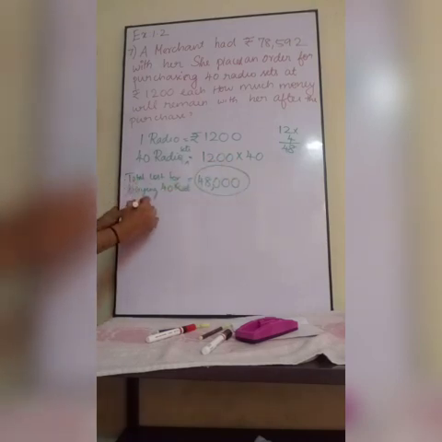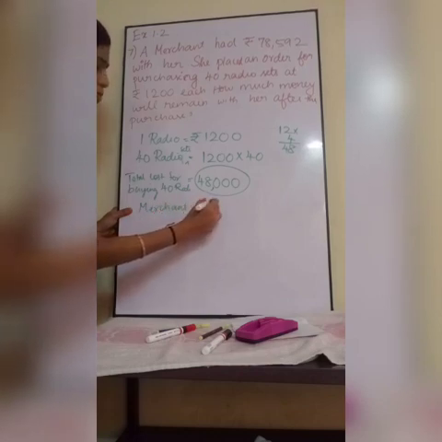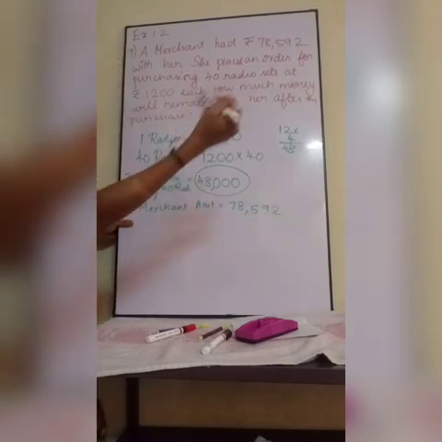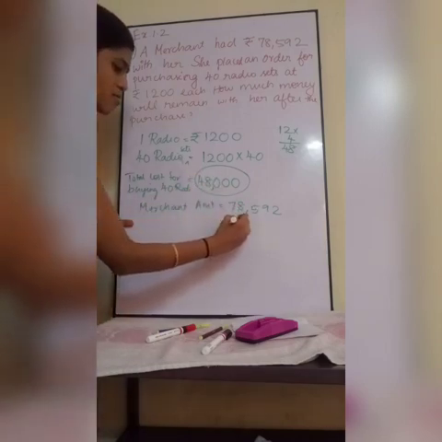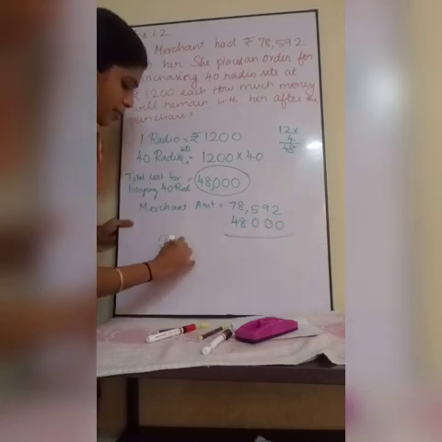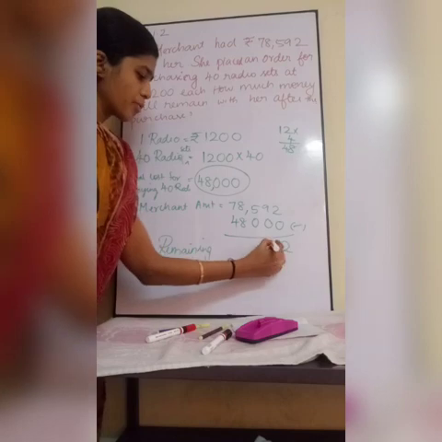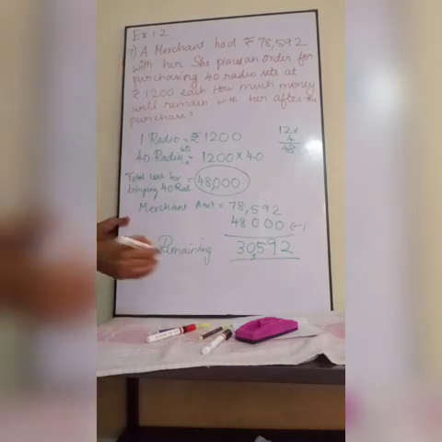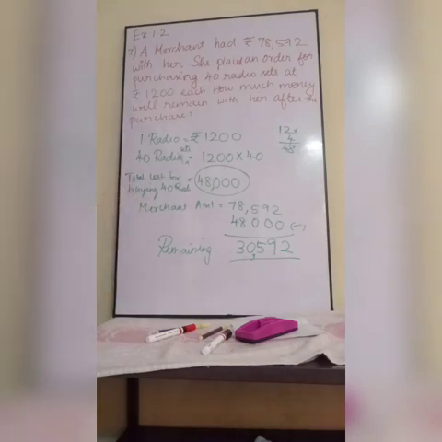Now how much does the merchant have in her hand? 78,592. If the order comes, she has to give this much money from this amount. So if you subtract 48,000 from this amount, will she get the remaining amount? So I am going to subtract it. The amount she will have remaining in her hand is 30,592.